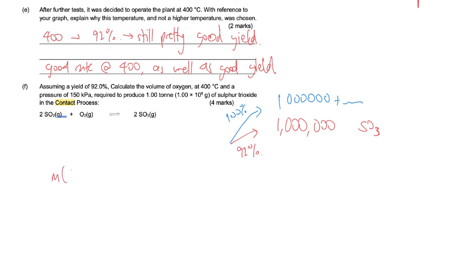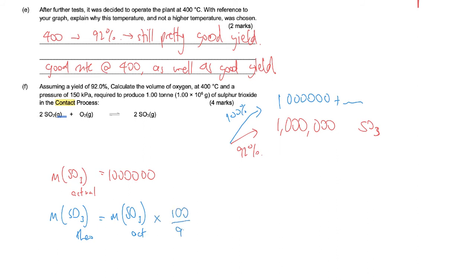So the mass of SO3 actual is 1 million. The mass of SO3 theoretical that we need from that is going to be the mass of the SO3 actual times 100 over 92. The idea here is that we divide by 92 to get to 1%, find out how much 1% is, and then multiply it by 100 to get to 100% of that value.